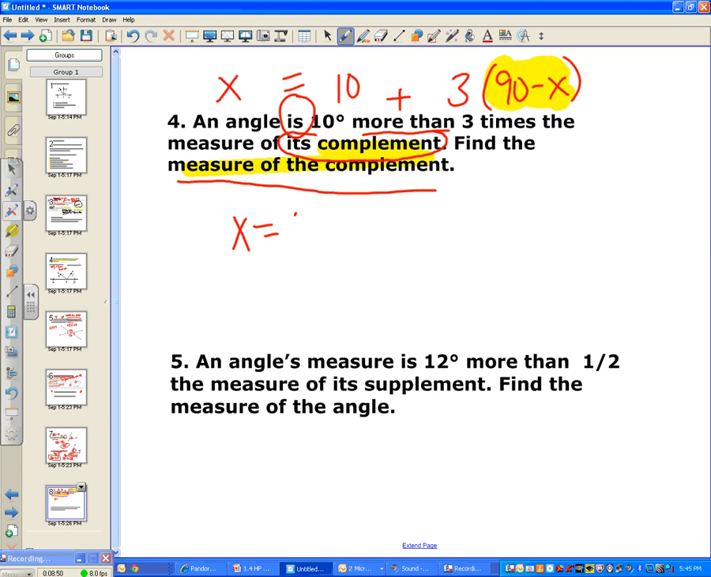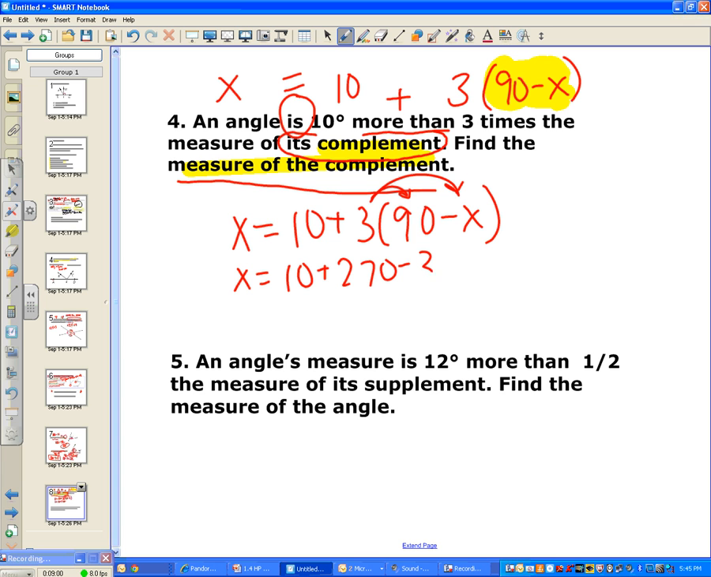So x equals 10 plus 3 times parentheses 90 minus x. You can do your algebra. Distribute, so you have x equals 10 plus 270 minus 3x. Combine like terms. I'm going to add this 3x over. So we have 4x equals 280, and you have x equals 70 degrees. I think I did my math right.